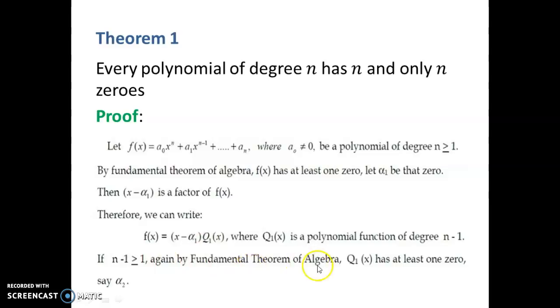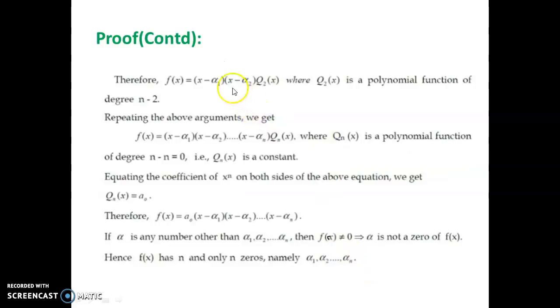Then again, by the fundamental theorem of algebra, if n minus 1 is greater than or equal to 1, then this q1(x) has at least one zero. Let it be alpha 2. Then q1(x) has a factor x minus alpha 2. Therefore q1(x) can be written as (x minus alpha 2) into q2(x) for some q2(x).